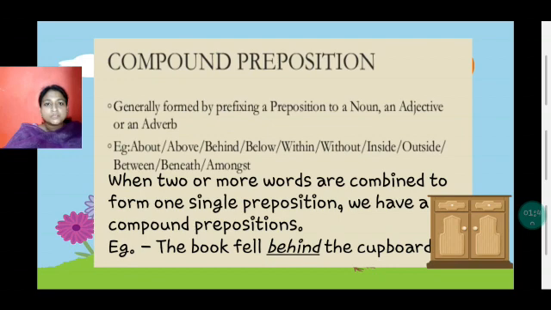Compound preposition. Compound, as the word suggests, it's a combination of two words. Generally formed by prefixing a preposition to a noun, an adjective or an adverb. So when two or more words are combined to form one single preposition, we have a compound preposition. The book fell behind the cupboard. So behind, below, within, without, inside, outside. These are all compound preposition words.